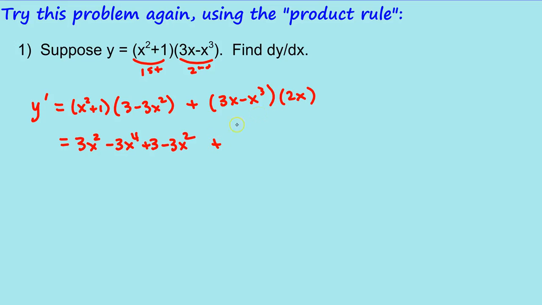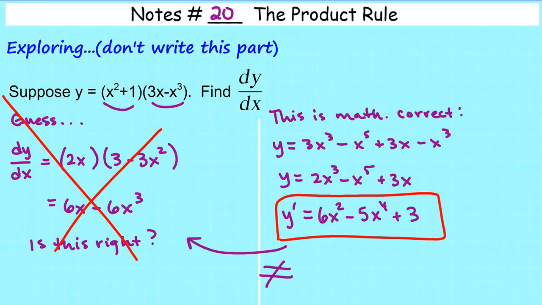And then on the other part, I'm going to distribute the 2x. And then let's see what like terms we might have to combine. It's looking like we've got some that can cancel and a couple that can combine. So then I have negative 5x to the fourth plus 6x squared plus 3. Is that what I had before? Yep, I didn't have it in exactly the same order, but that's okay. It is the same thing.